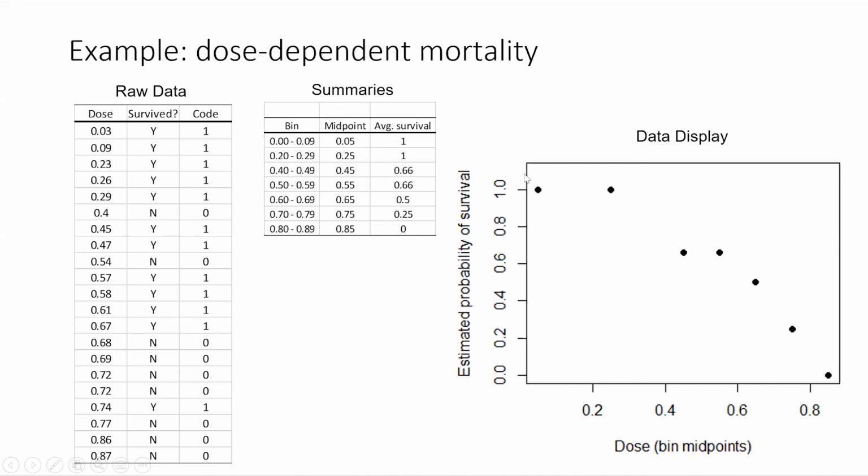The reason that we do this instead of just plotting the raw data, right? So ignoring this column, if we plotted dose and code, we would get a lot of points, but we'd get them all up here or all down here. And it'd be really hard to see the trend because it would just be up and down all the way across. By calculating the averages and using bins like this, we can much more clearly see this downward trend in survival as dose increases.